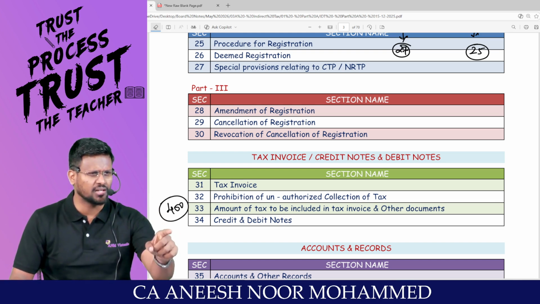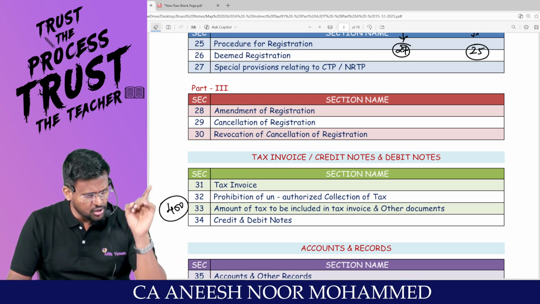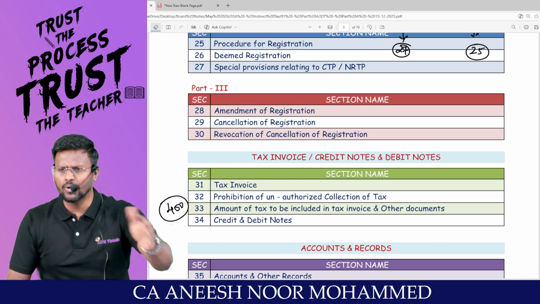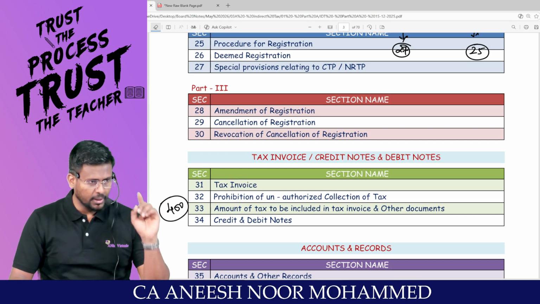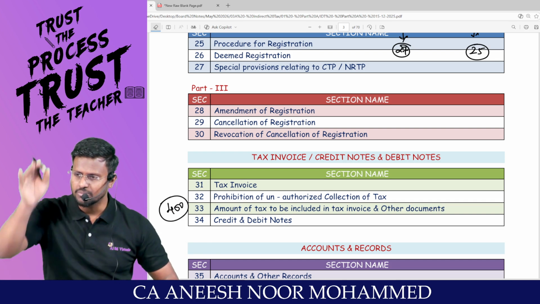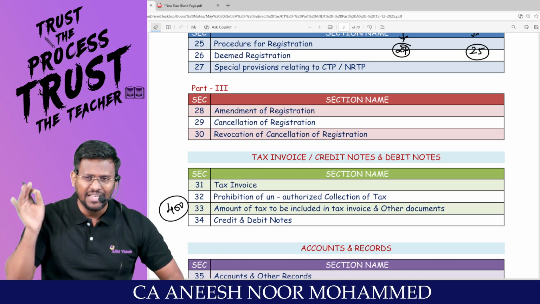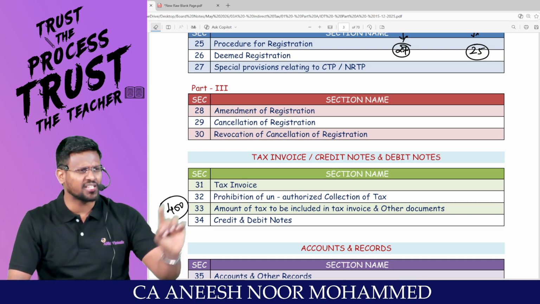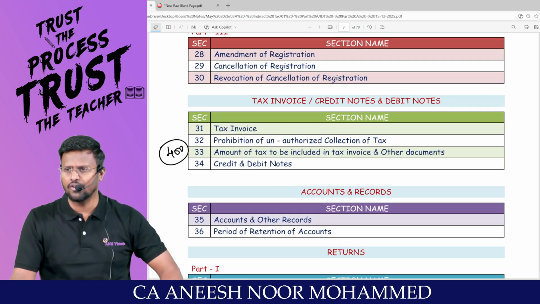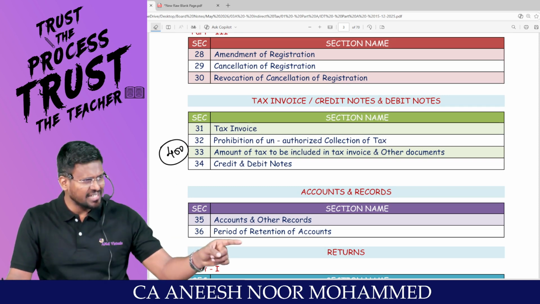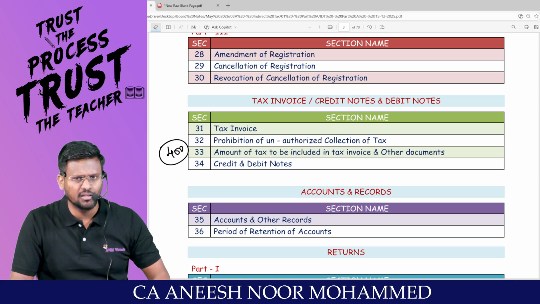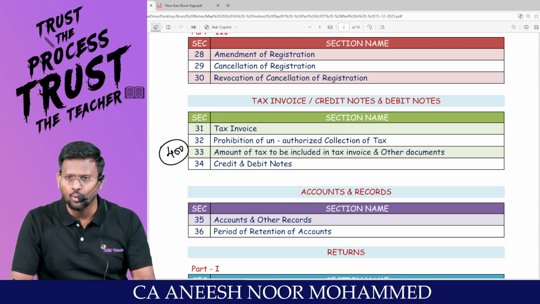Are you a registered person? Are you supplying goods or services or both? Is that supply a taxable supply? Raise the tax invoice under Section 31. When you are raising the tax invoice, don't raise it as per your wish. Please raise it as per the terms and conditions of the Act. If you raise it as per your wish, you will fall under Section 32, prohibition of unauthorized collection of tax. In that tax invoice, please mention separately the amount of tax. That's Section 33.